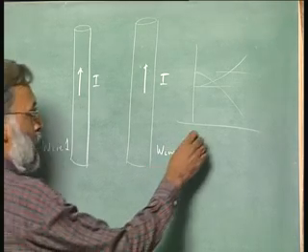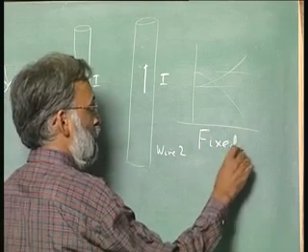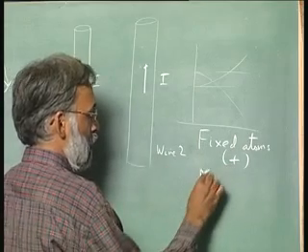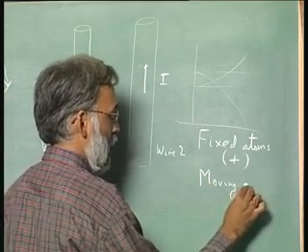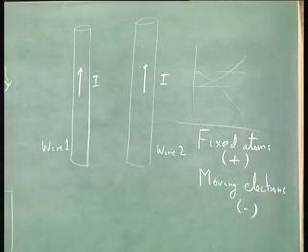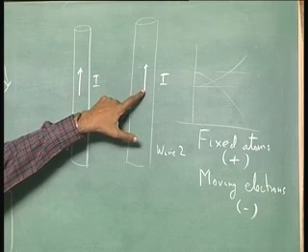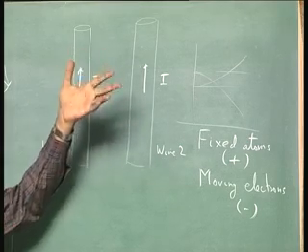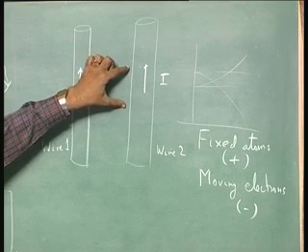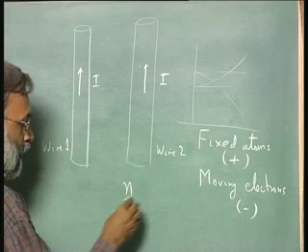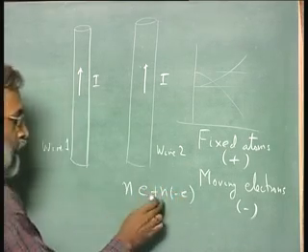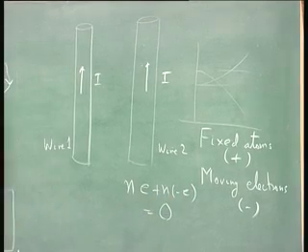So, we have fixed atoms which are positive in charge and moving electrons which are negative in charge. But there are as many electrons as there are atoms. We will assume 1 electron per atom is free to move. So, we have as many electrons as atoms, so there is no net charge. There are n atoms with positive charge plus n electrons with negative charge. So, there is no net charge.